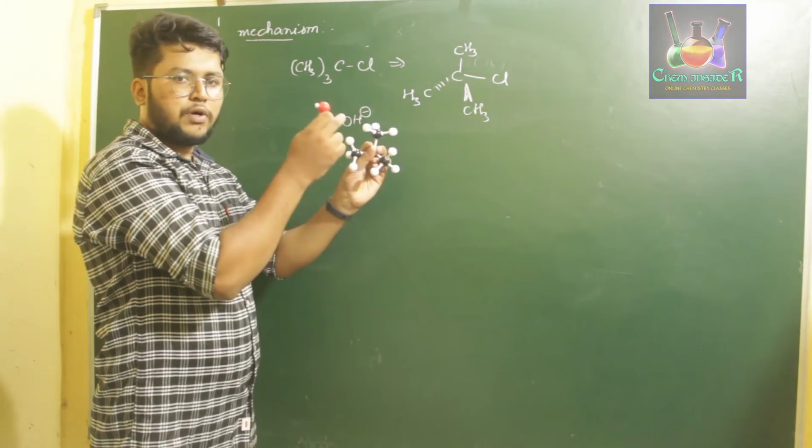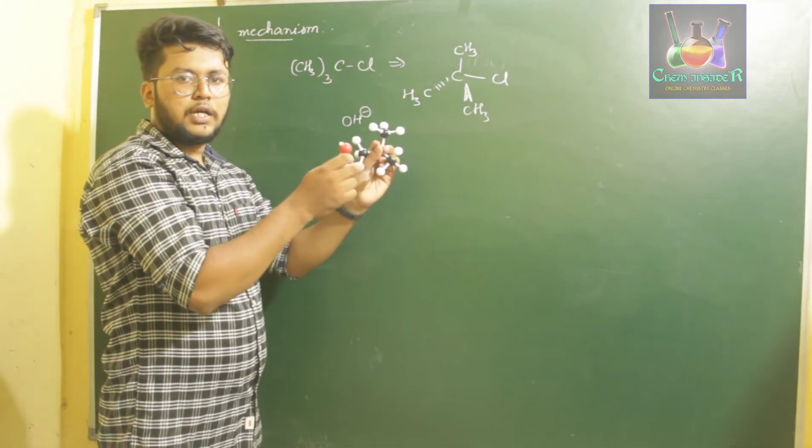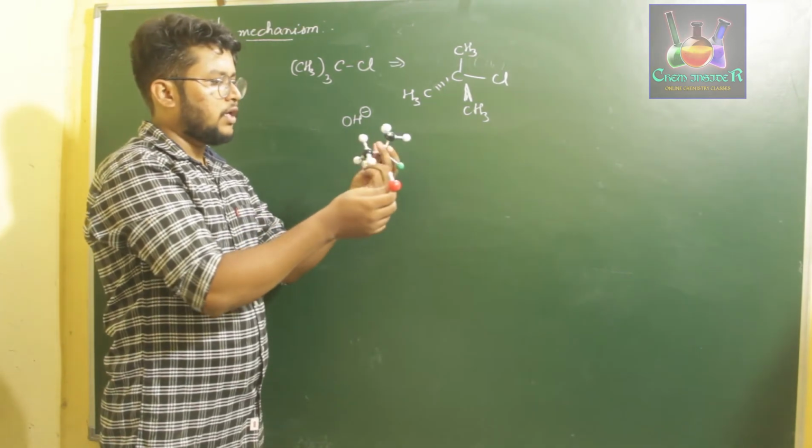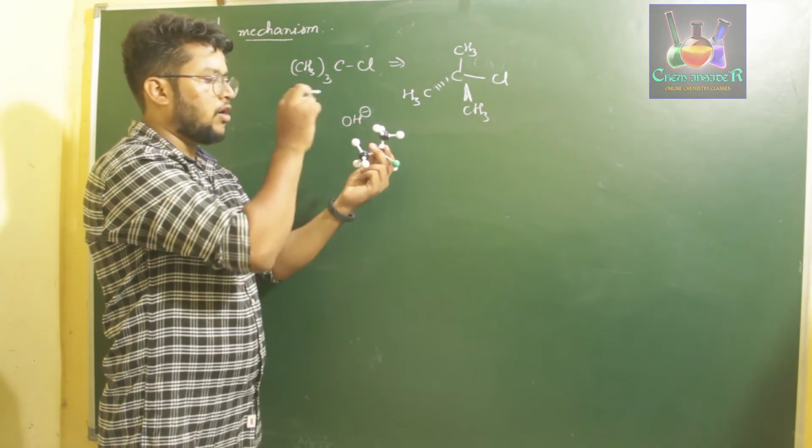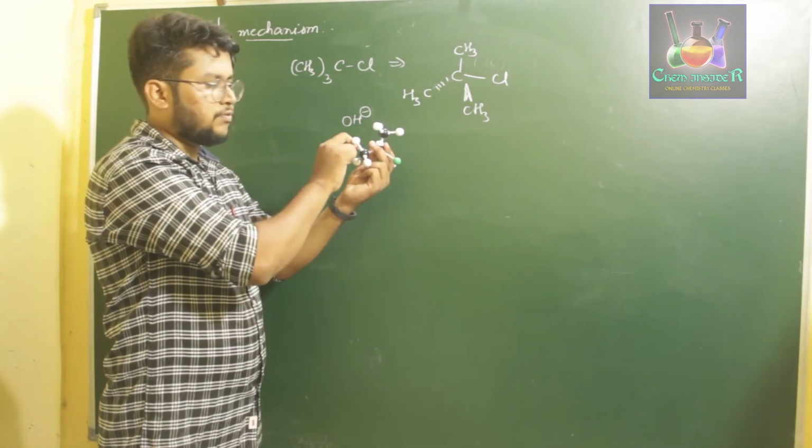So for this nucleophilic reaction to happen, it would have to attack from the front side of the leaving group. It cannot attack from the opposite side to that of the leaving group.